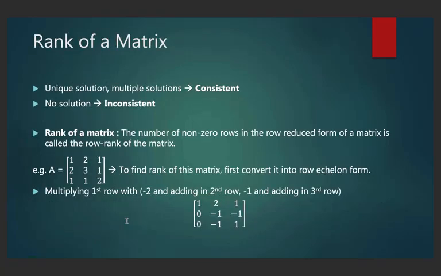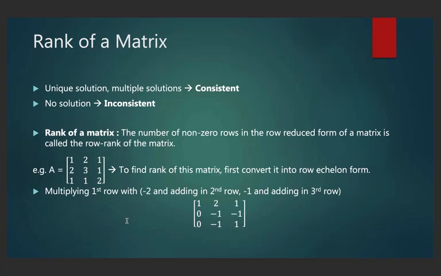So what is the rank of a matrix? The rank of a matrix is the number of non-zero rows in the row reduced form of a matrix. It's known as the row rank of the matrix. When there is a unique solution or multiple solutions, the equation is said to be consistent, and when there is no solution, the equation is said to be inconsistent.